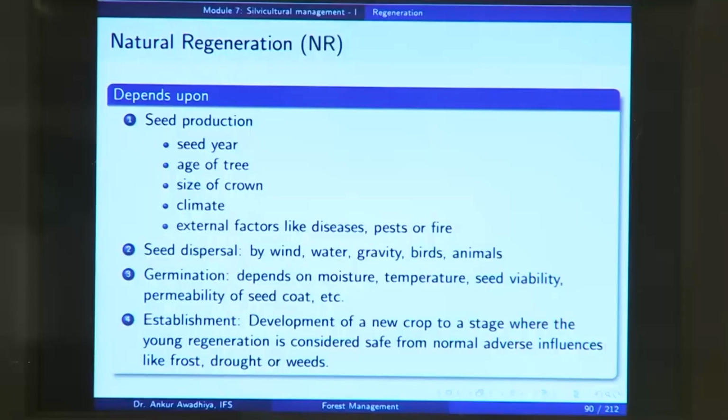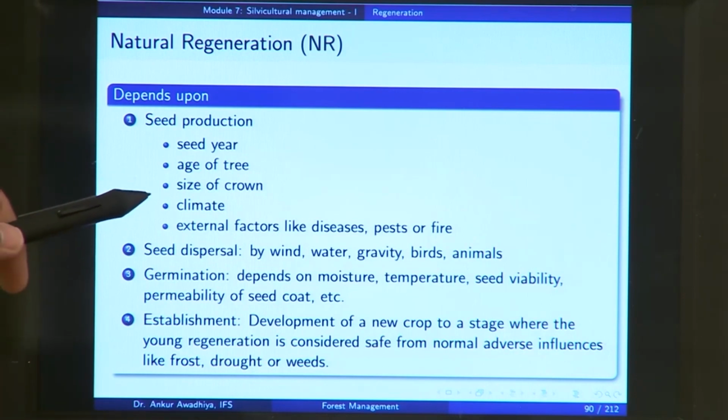Also, more number of leaves means that it has a very high amount of photosynthesis, which means that it is able to capture more and more energy. It is able to divert all that energy for seed production. So, if you have a larger crown tree, then it will produce more number of seeds.